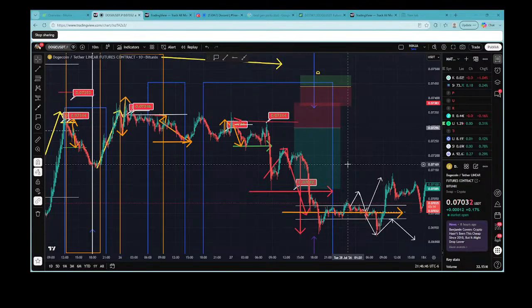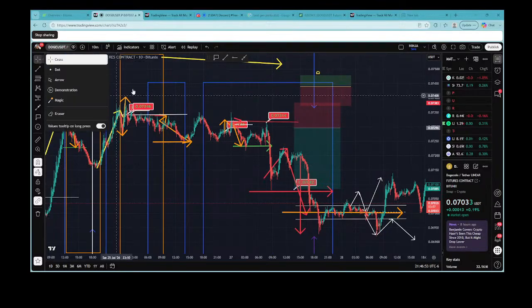See if you were right. So you know what? I missed that resistance line. Maybe that resistance was higher, right? So just to give you an example.